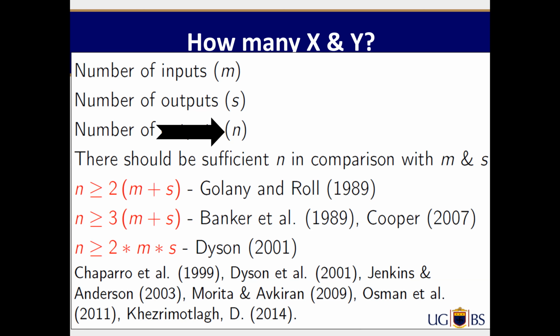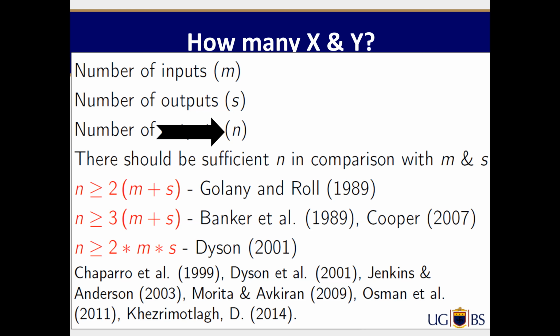Now, according to Banker, it should be 3 times. So using the same input and output, 2 and 3, what is Banker saying the sample size should be? At least how many? 15. Exactly. Excellent answers you're giving there.